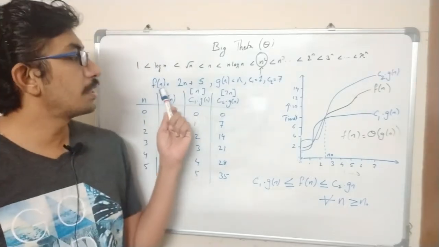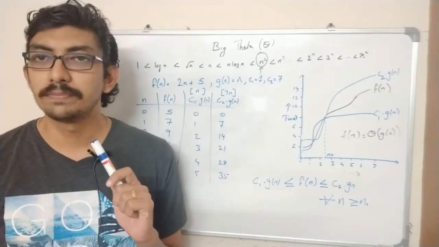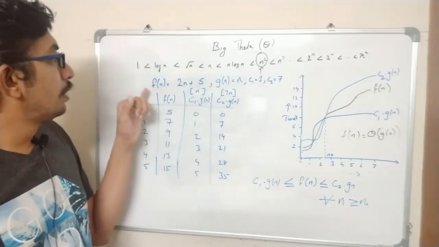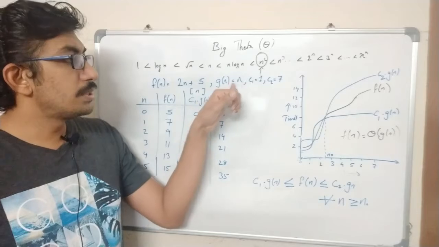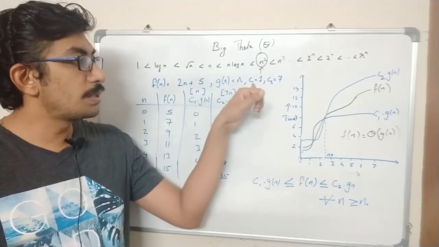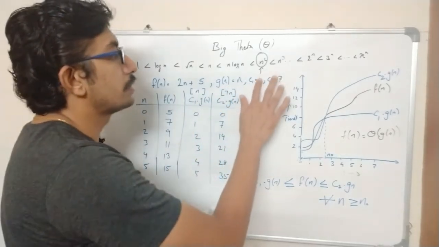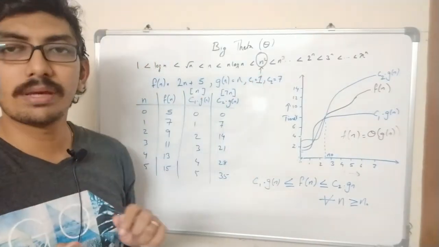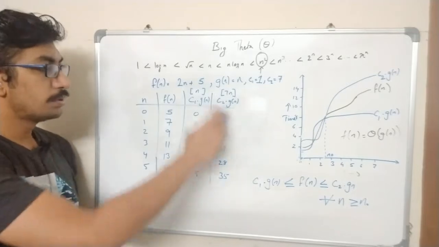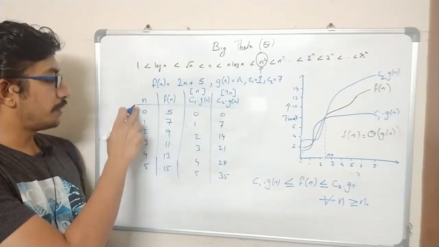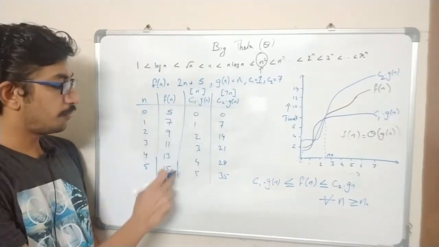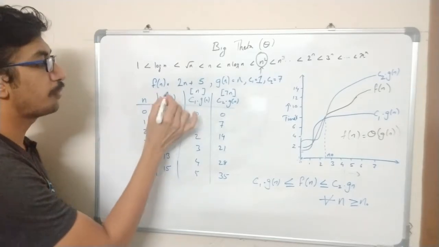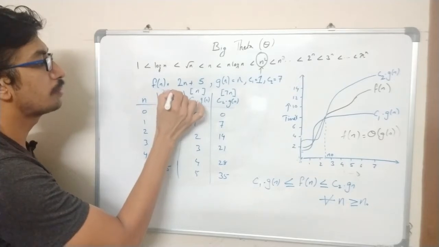Consider a function f of n equal to 2n plus 5. We are going to find a big theta for this function. What I am assuming is that I am taking g of n as n, c1 as 1 and c2 as 7. We will try to draw the chart. For different values of n, the value of f of n will be 5, 7, 9, 11, 13 and 15. Here f of n is 2n plus 5.